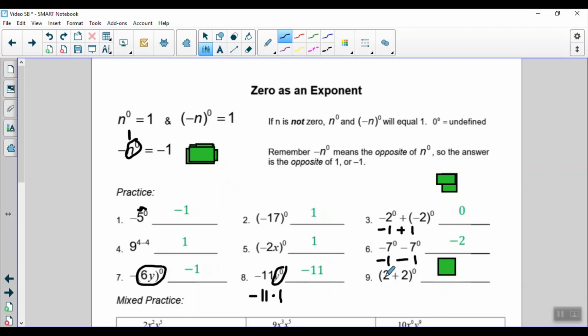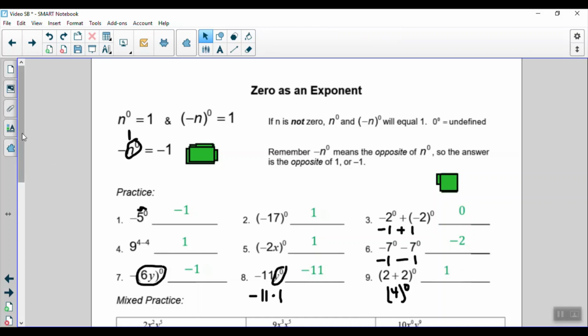Here we have some addition, so order of operations, right? You would do your parentheses before your exponent, so 2 plus 2 is 4. Okay, and it's in parentheses, and then we've got our 0. Well, 4 to the 0 power, anything to the 0 power is 1.